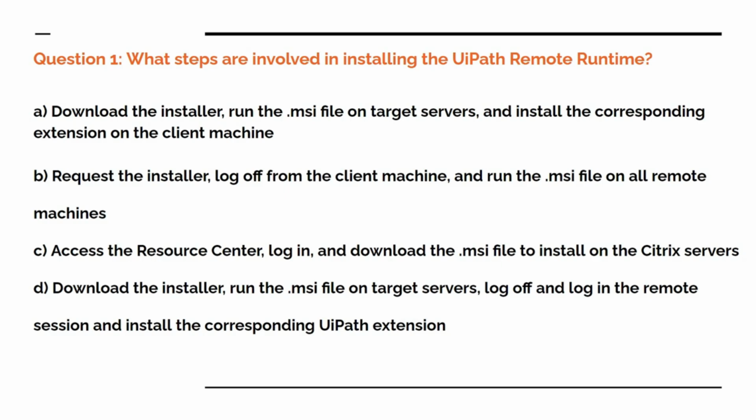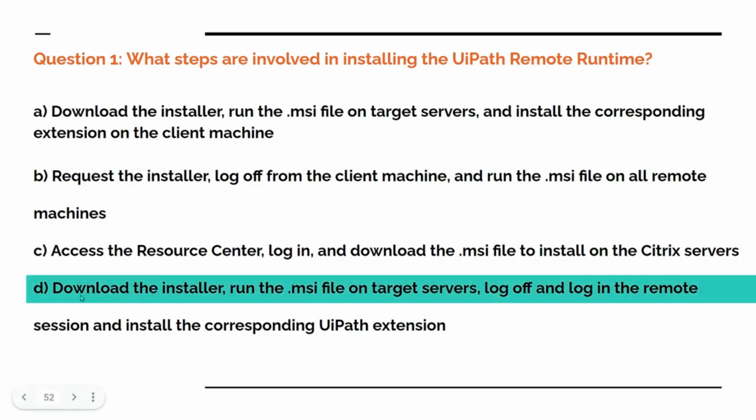Okay, I hope you have already commented your answer, which is the right one out of this. So let me reveal the answer. The answer here is this one, D. First you download the installer and then you run the MSI file on the target server. Then you log off and log back in to the remote session or restart, and install the corresponding UiPath extension.